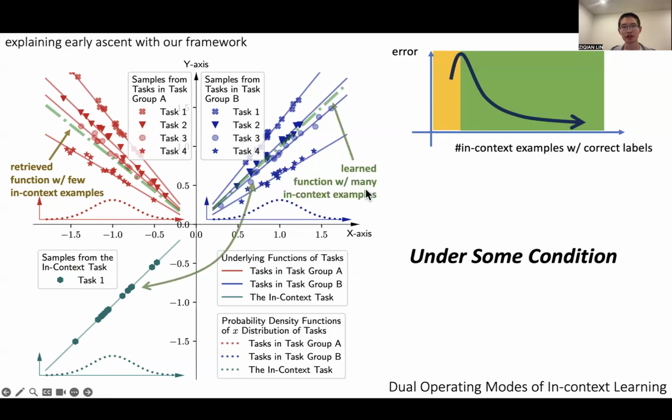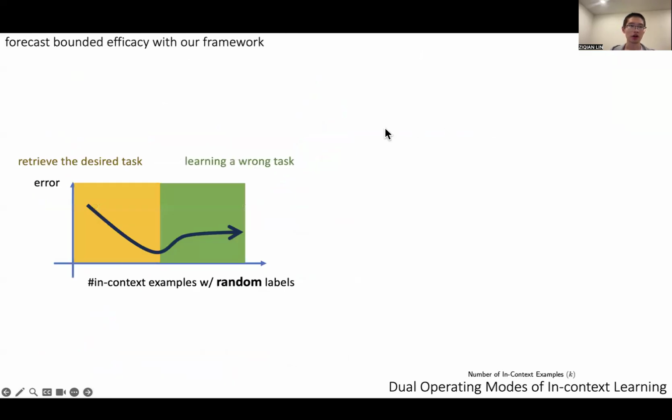And then with many in-context examples, the language model will finally learn the function of the in-context examples and make the error rate decrease. And our framework can also forecast the bounded efficacy phenomenon. So in the first stage, for this case, we use in-context examples with random labels, and we will retrieve the desired task first, and then we learn our wrong task because the label is not the correct label. So the whole error rate will decrease and then increase.